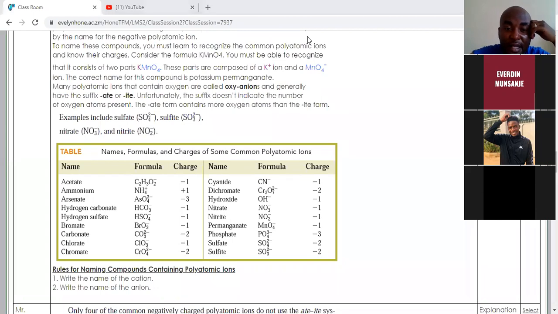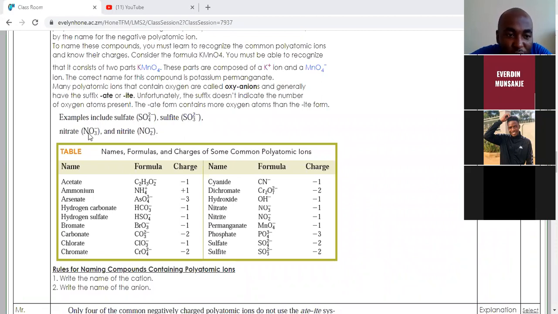So there was also an explanation on the difference between the -ate and the -ite. Nitrate and nitrite, sulfate and sulfite, with different numbers of oxygens. These are oxyanions. The one that has more oxygens should end with -ate, the one with fewer ends with -ite. So this is sulfate, this is sulfite.